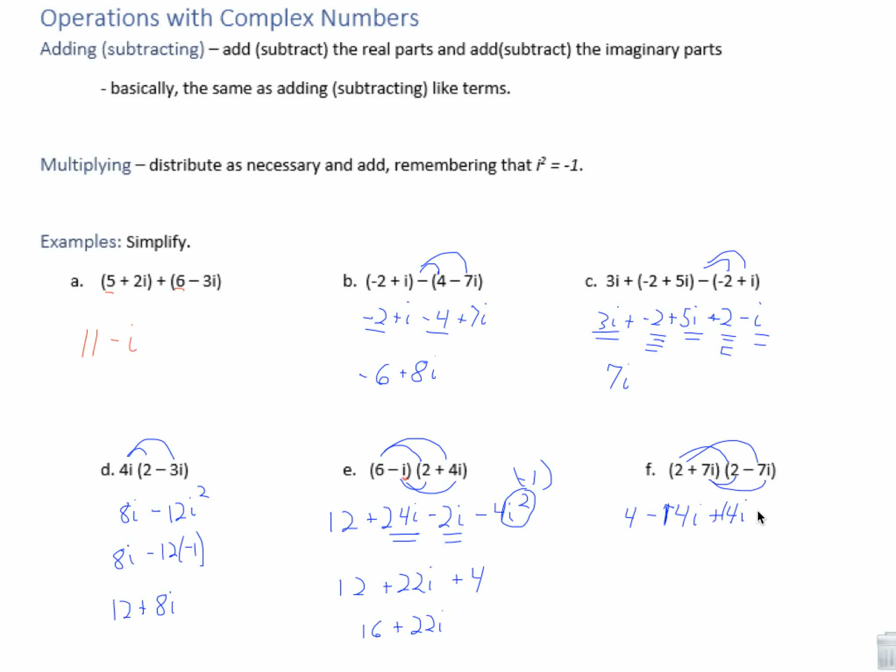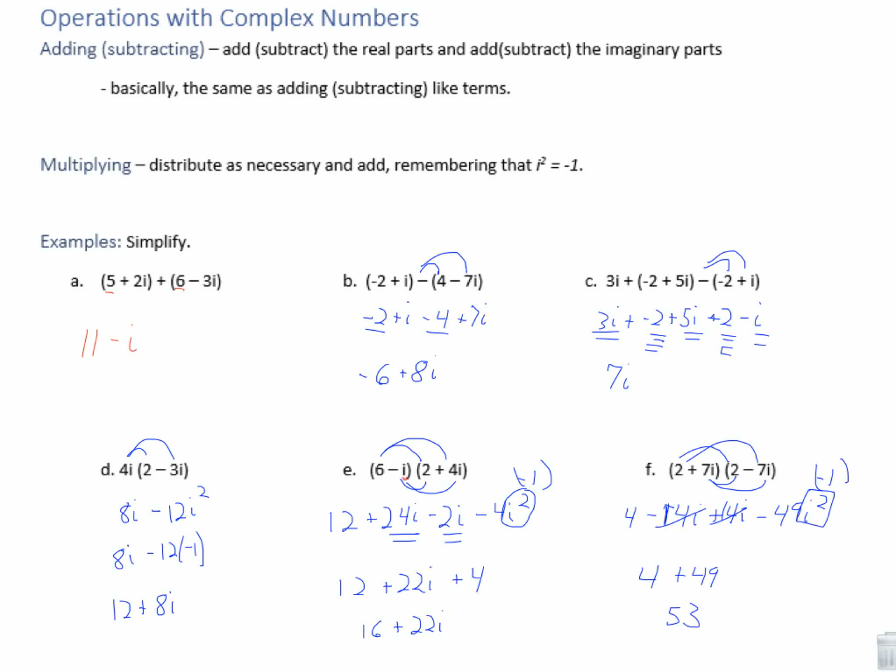And then minus 49i squared. These are opposites, so they become 0. And we have 4. Remember, i squared is -1. So we have -49 times -1, so that's plus 49. So we actually get 53.